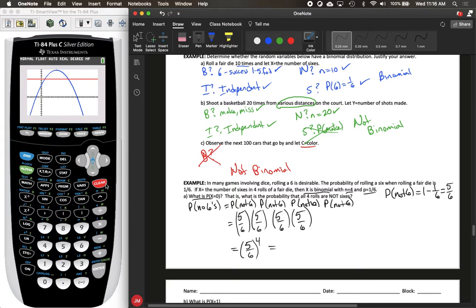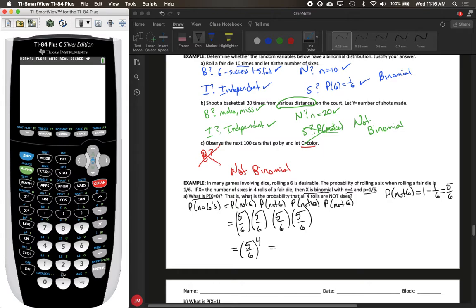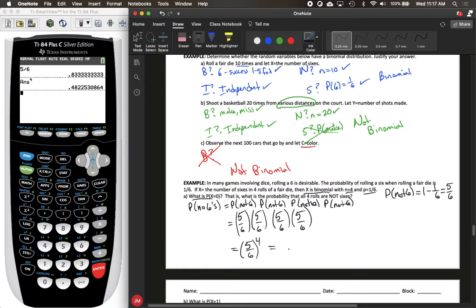And as a decimal, let me go ahead and type that into our calculator. If we take 5 over 6, that's 0.83. Raise that to the power of 4. As a decimal, that's 0.4823. We'll go out to 4 decimals.